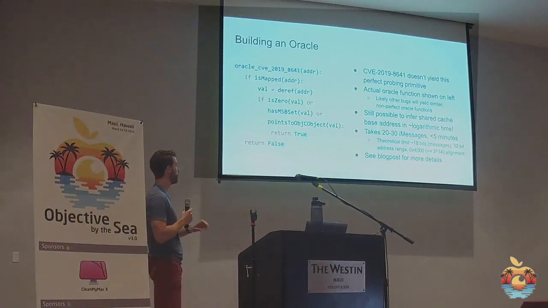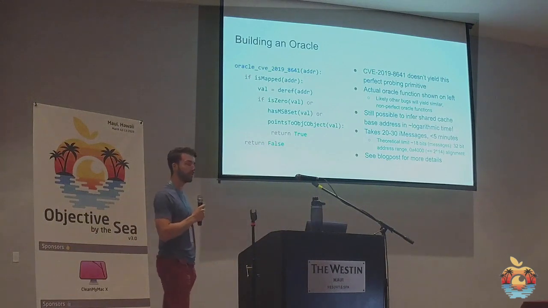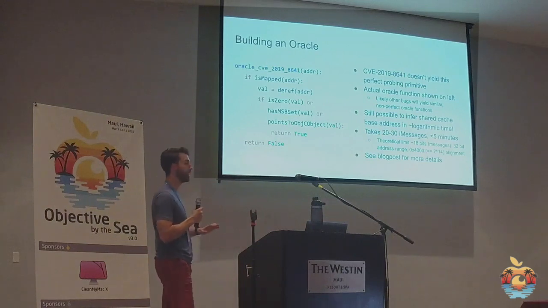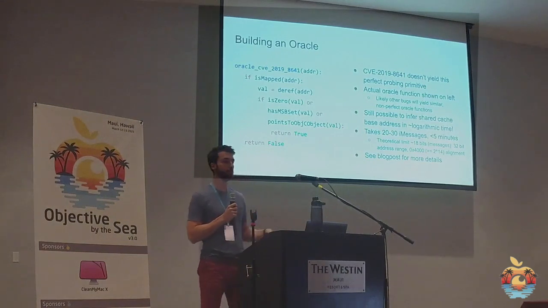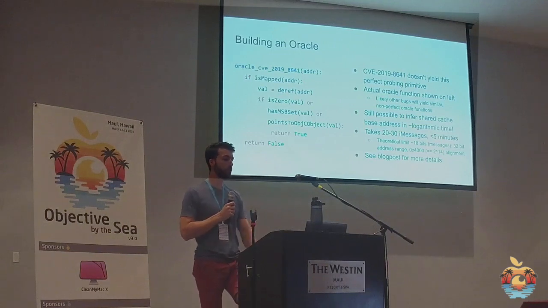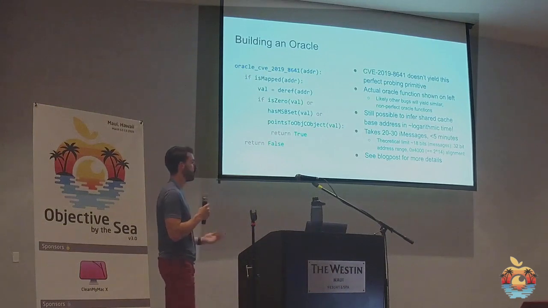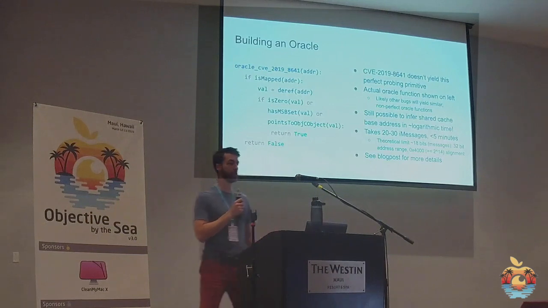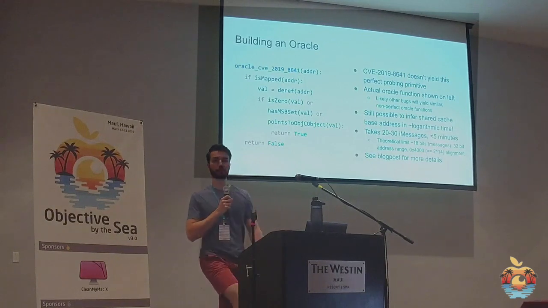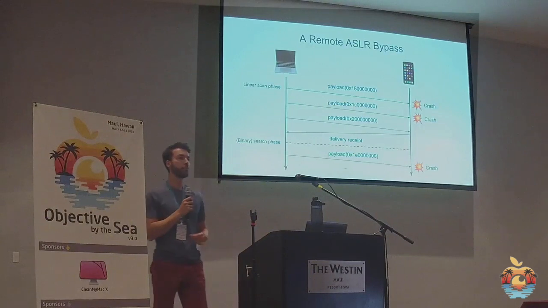The vulnerability that I'm exploiting here doesn't yield this perfect oracle function. It doesn't let you ask, is this address mapped or is it not mapped? It lets you ask a different question. It's something like, is it mapped? And if it is mapped, is it zero or does it have some bit set or whatever? It still works, but it's slightly more complicated. But do check out the blog post if you're interested. The rough idea still works. It's still a binary search thing. And it takes only like 20 to 30 messages to do this probing, this binary search thing, and so it takes less than 5 minutes. You will see it hopefully in the demo later. Right, so again, this is the summary of the ASLR bypass.